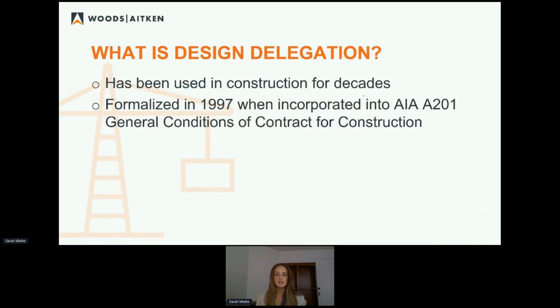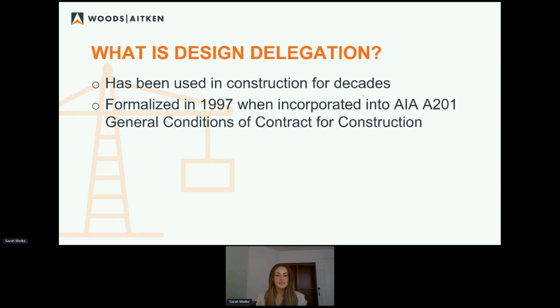So design delegation, even though it's still being discussed and teased apart and talked about like it's a brand new thing, has actually been in the construction industry for decades. For a long time, contractors have been assuming responsibility for elements of design. And in the past, it just hasn't really happened formally. There hasn't been a contract provision that specifically places that responsibility on a contractor. They just do it.